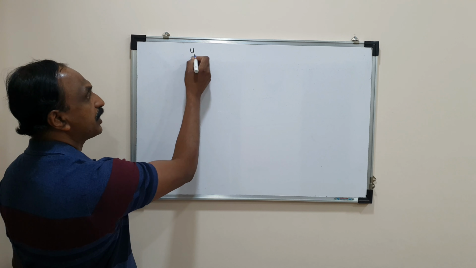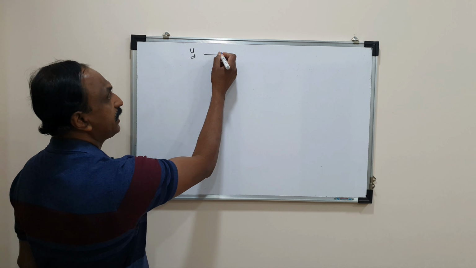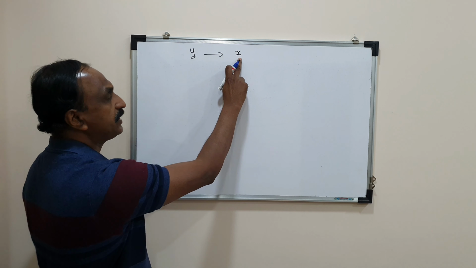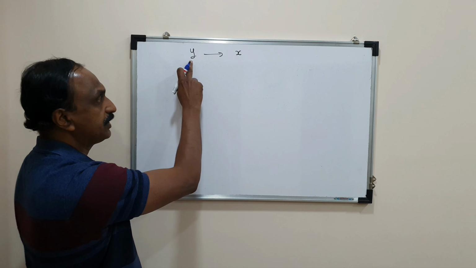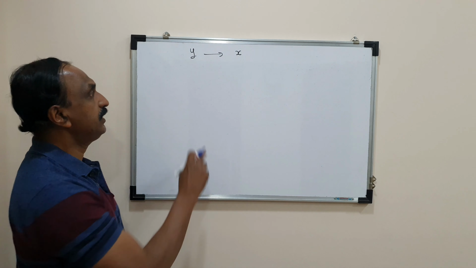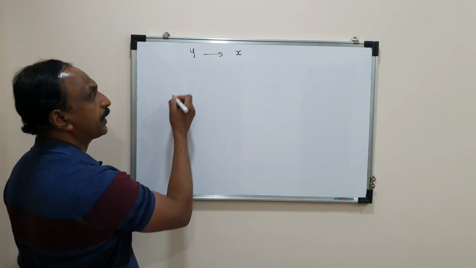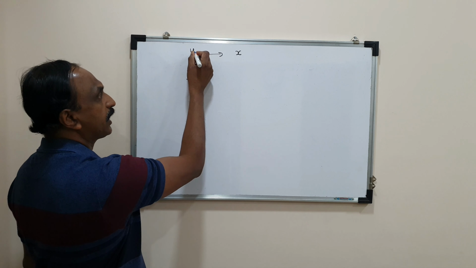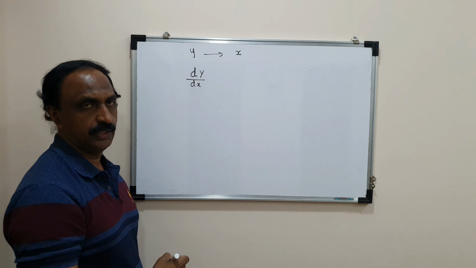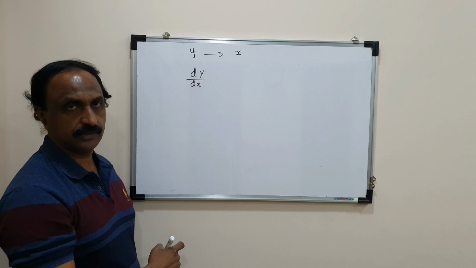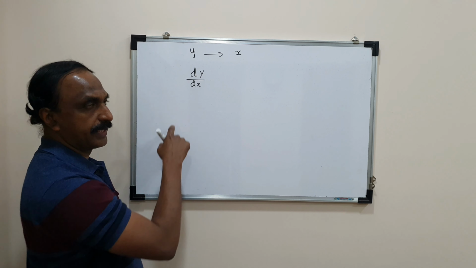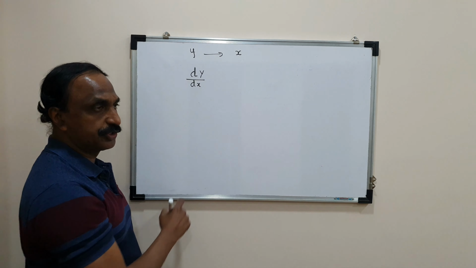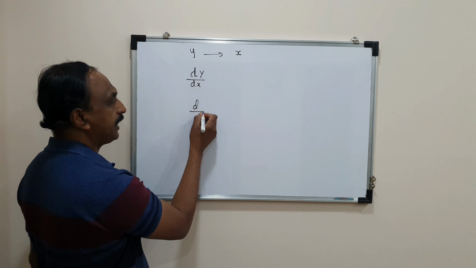If y is a function and you are finding the derivative with respect to x, that means x is changing, and correspondingly y is changing. Then the derivative of y with respect to x is written as d by dx of y. Whose derivative are you finding? Y's derivative. It is written as dy by dx, the derivative of y with respect to x. Please do not get confused by the denominator sign. It is not division. It is a d by dx.